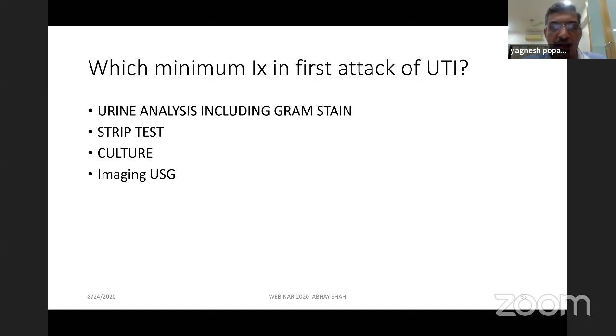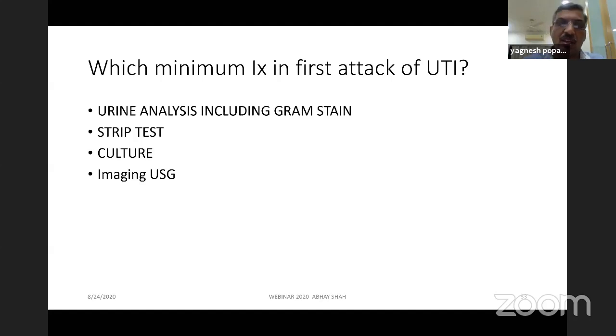Leukocyte esterase is a product of the leukocytes present in the urine, and nitrite is a product of the bacteria. So by doing these two tests, we confirm the presence of WBC as well as bacteria in the urine. Both are indicative of infection. It has 50 to 70% sensitivity and specificity, so as a primary screening test, it is a good test.